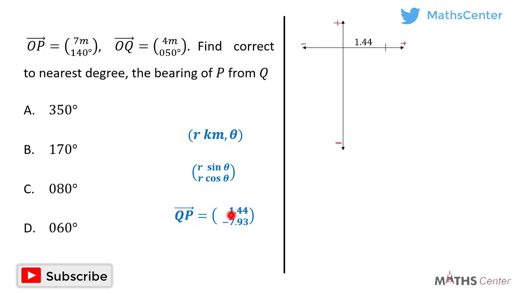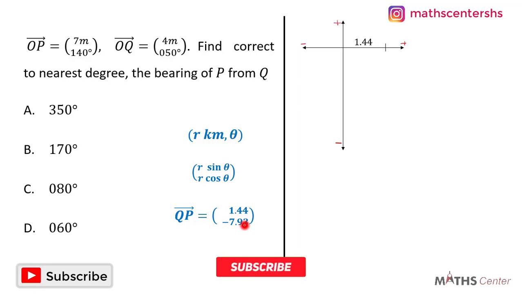And the y component is negative 7.93, which means that the y component is negative. If it's negative, it means that it will come to the negative portion of y. And the distance is 7.93. So 7.93 in the negative portion of y. That is what we have here. We are looking for the bearing of P from Q. So it means the starting point is Q and the ending point is P.